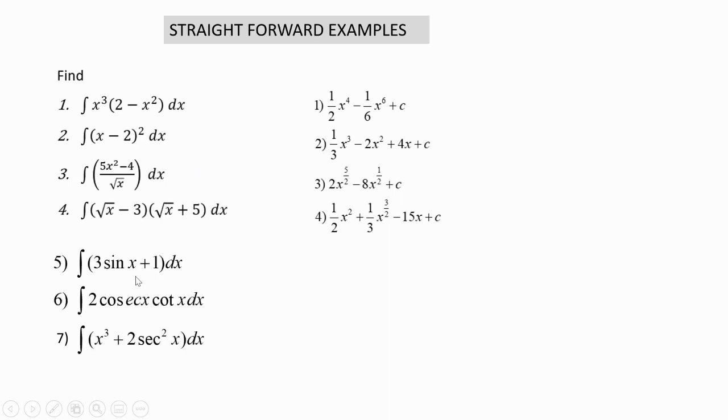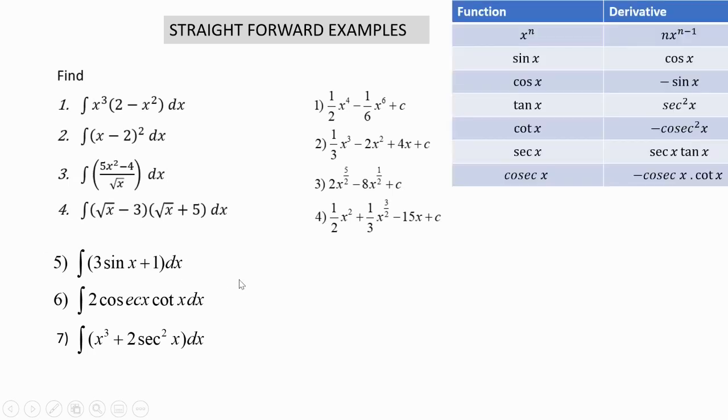Okay, we'll just chat quickly about the trig ones. So here we've got the integral of 3 sine x plus 1. So I want to look at my table. And I'm going to look at the table and go, okay, cool. The sine x is obviously going to be negative cos x. The 3 doesn't bother me. The 3 is part of my solution. So my solution is minus 3 cos x plus c.